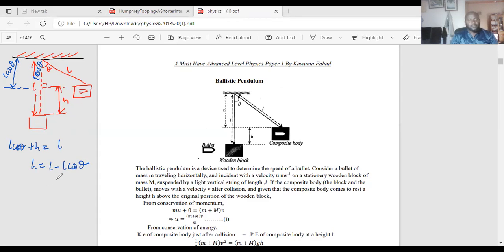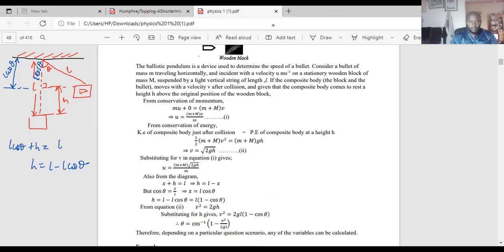Because I already showed you how we have derived this. I thought that distance is L, not L cos theta. When you resolve it, it is L, not L cos theta, because it's the length of the string to the mass, the body, to the block.